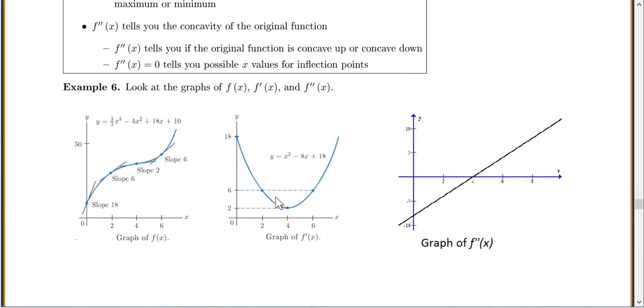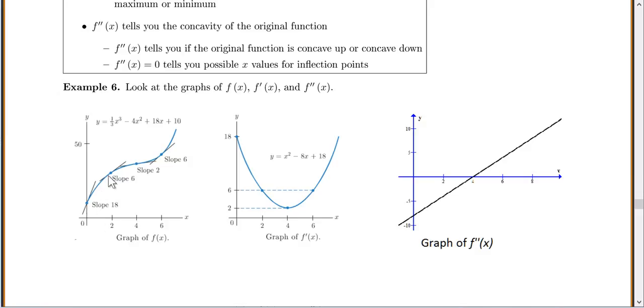So let's kind of look at some of these graphs. We're not actually doing anything on these problems. I'm just trying to get you familiar with it. Okay, so in this, we have our original function f of x, our first derivative, and our second derivative.